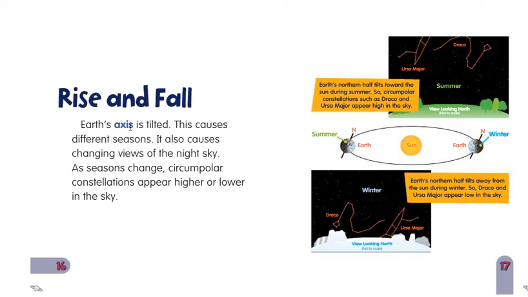Rise and fall. Earth's axis is tilted. This causes different seasons. It also causes changing views of the night sky. As seasons change, circumpolar constellations appear higher or lower in the sky. So this picture right here shows the constellations Draco and Ursa Major. In the summertime, in the northern hemisphere, they appear to be higher up in the sky, higher above the horizon. But due to the Earth's tilt, in the wintertime, they appear to be much lower down.